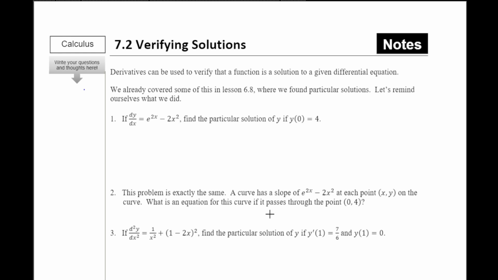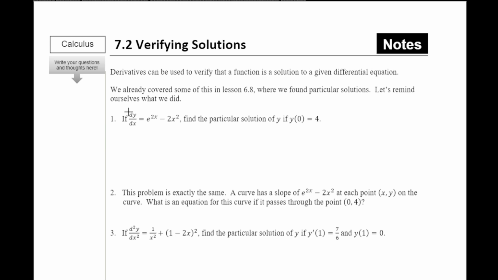7.2. This is very similar to things we've done before. So what we're doing here is pretty much finding integrals as normal, and then we plug in an initial condition to find a particular solution. So instead of the plus c, we're going to find out what that c is.